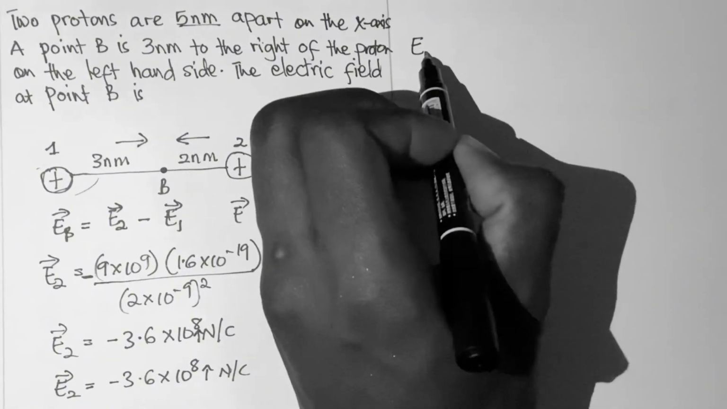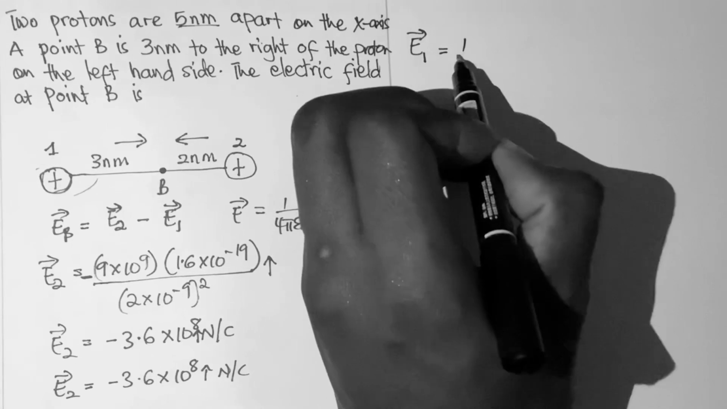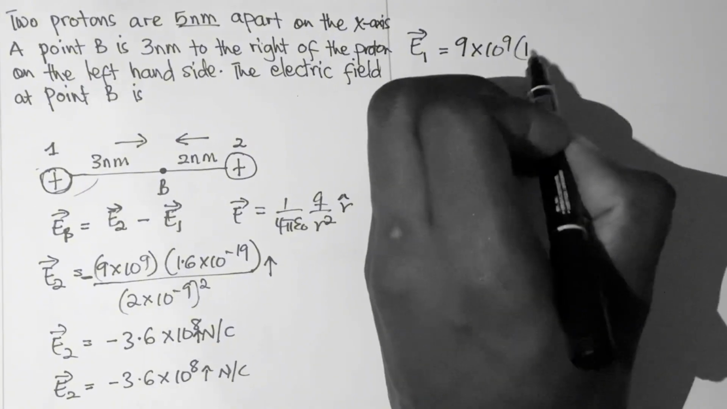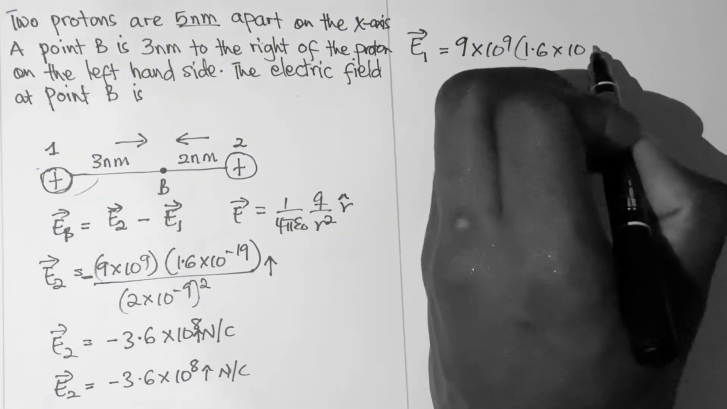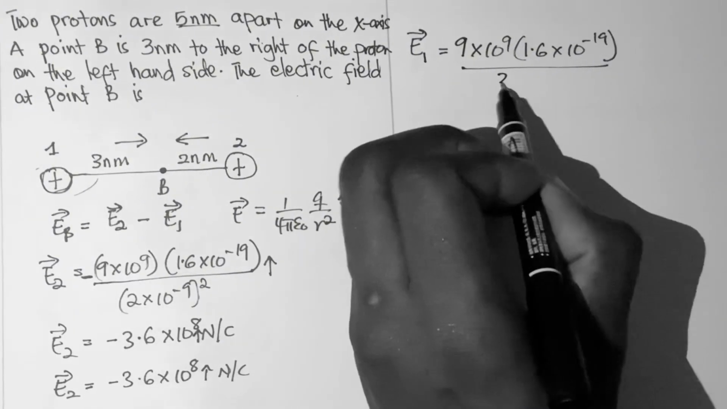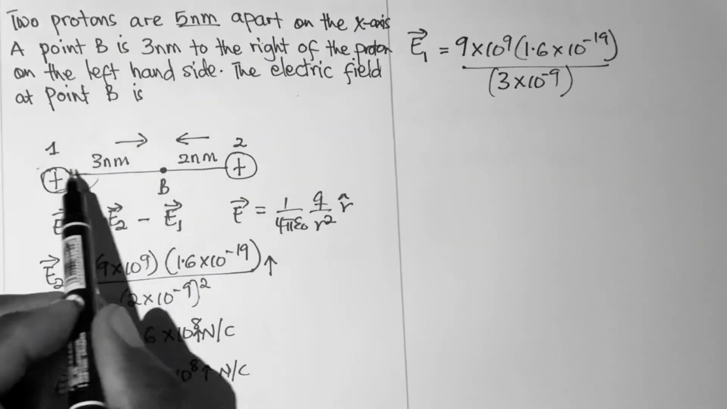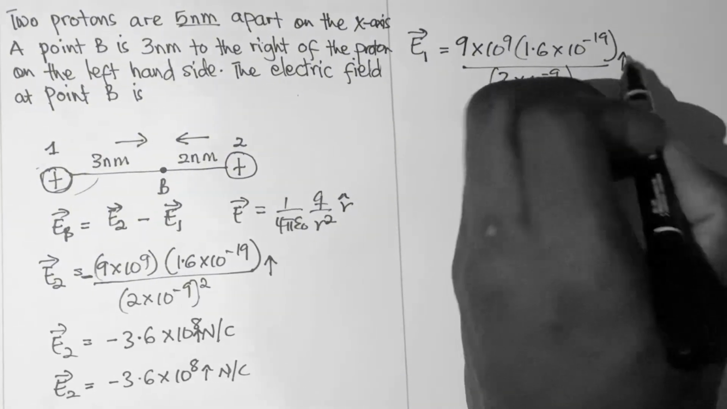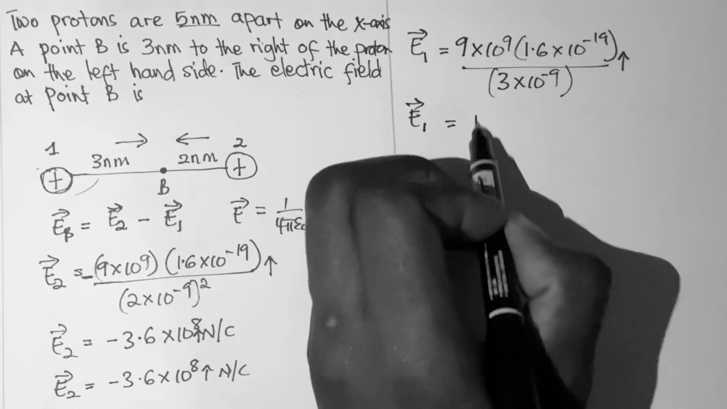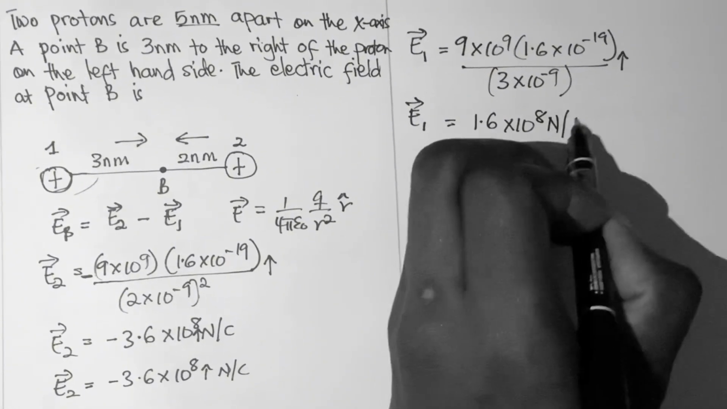So E1 is equal to 1 over, so 9 times 10 exponent 9, then times the charge of the proton is 1.6 times 10 exponent minus 19 divided by the square of the radius. So the radius here is 3 nanometers, 3 times 10 exponent minus 9. But then it's going in the positive X direction, so we need to put i here. So this E1 is equal to 1.6 times 10 exponent 8 newtons per coulomb.